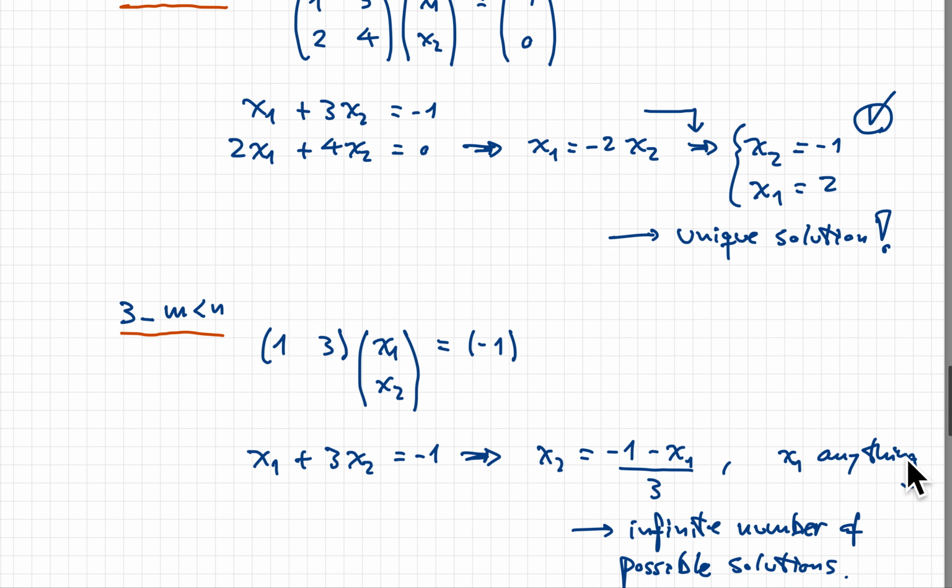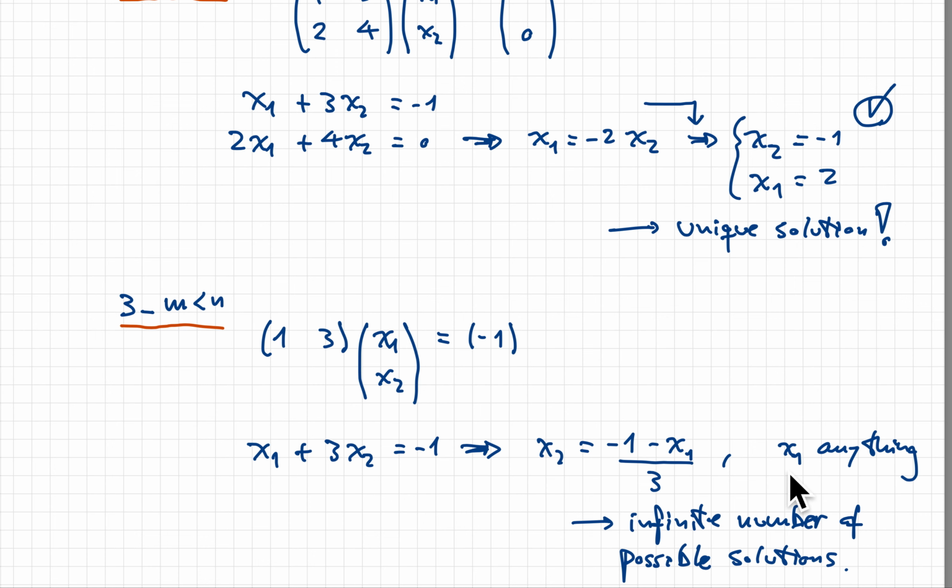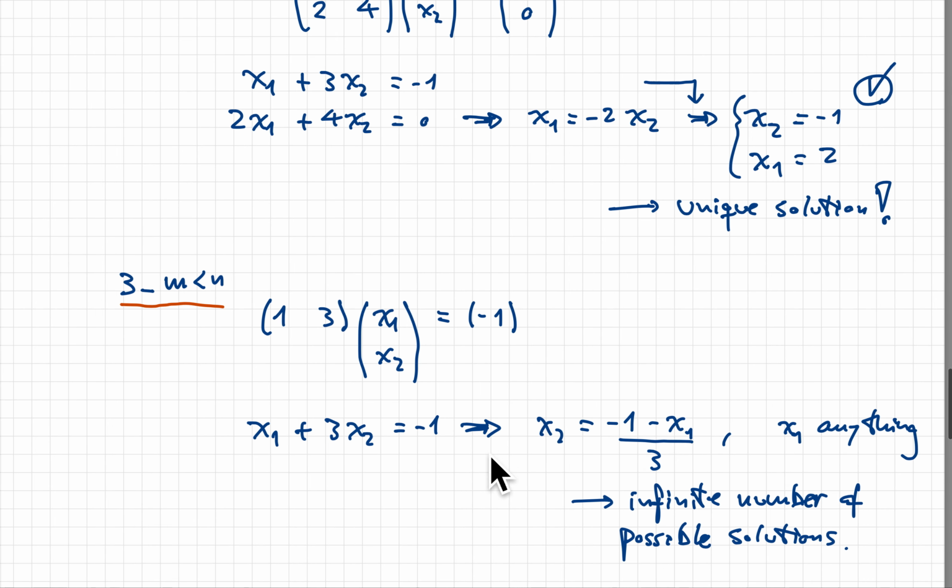So x1 can be anything. Once you fix x1, you get x2, and you're done. x1 could be any complex number, any real number, wherever you want. Then you calculate x2 in this way, and you have an infinite number of possible solutions as a result, because x1 can be anything. So this is what we mean when we say that when m is less than n, you will have an infinite number of possible solutions.